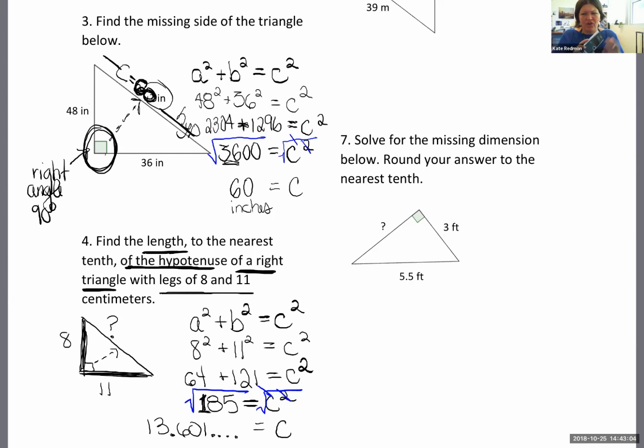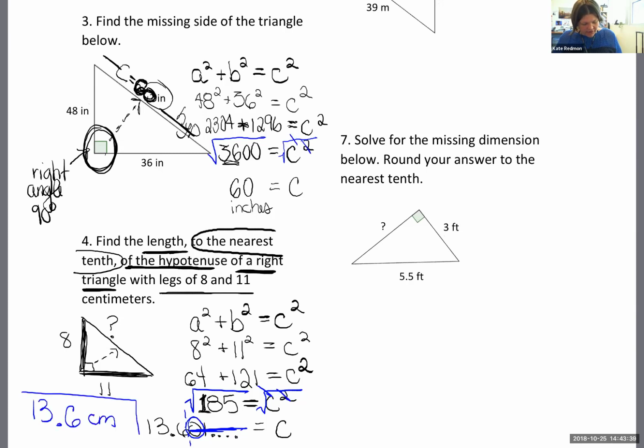As usual, when I have long, ugly decimal answers that go on and on, there are some rounding directions in my problem. It says find the length to the nearest tenth. You guys remember how many decimal places was the tenths place? 1. Absolutely. So after 1 decimal place, I will put my chopping block down. I will consider not that number, but the number I'm about to throw away, the next number. That 0 is not big enough to matter because it's not 5 or higher. And so I will decide that that's about 13.6 centimeters long for that hypotenuse.